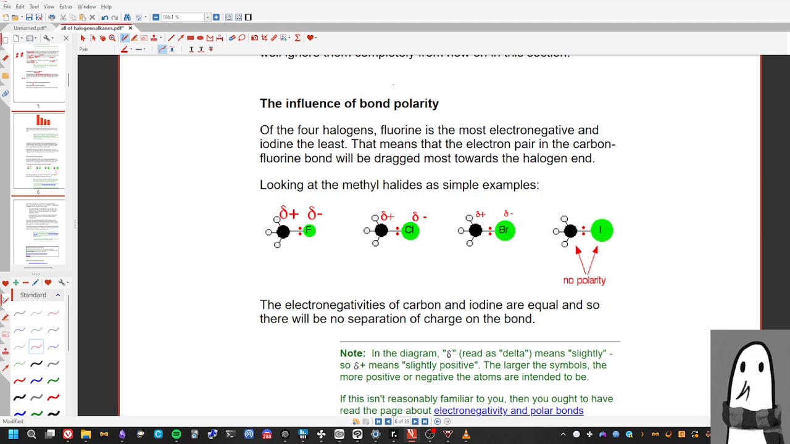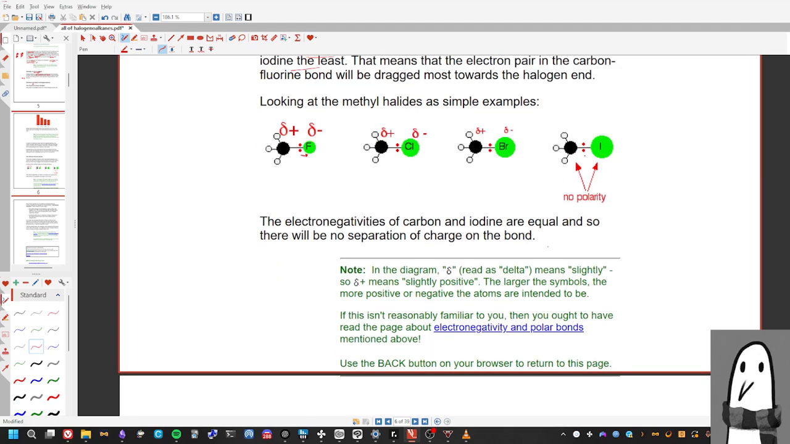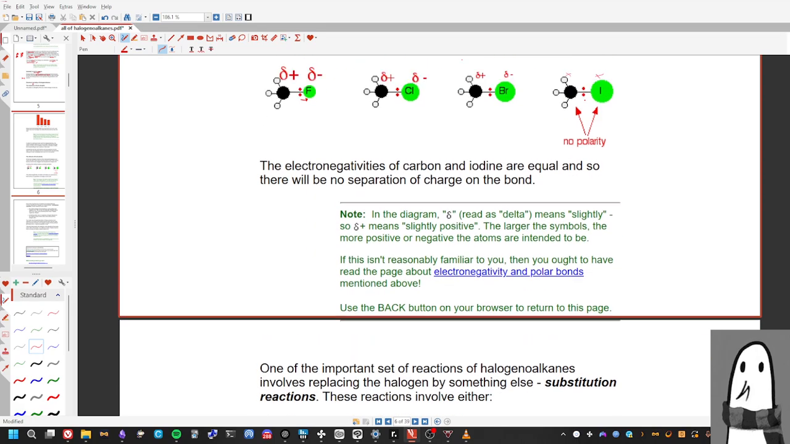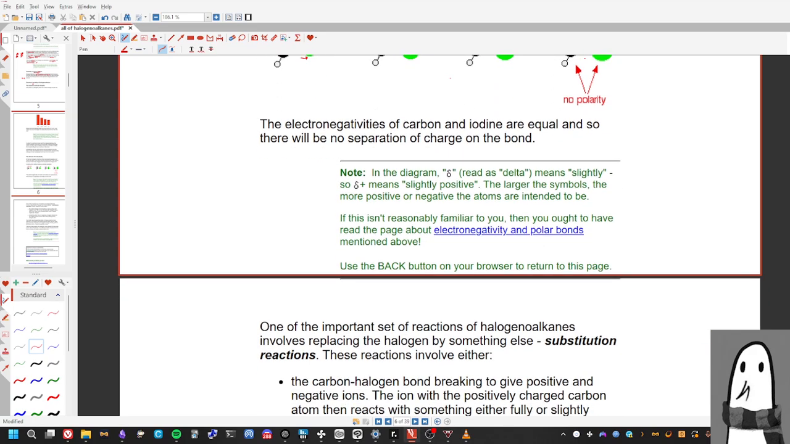But talking about it more specifically, the influence of bond polarity. So what they're saying is bond polarity is going to be your independent variable in this case, and its influence on your reactivity. Now, of the four halogens, fluorine is the most electronegative, iodine is the least. This means the electron pair in carbon-fluorine will be dragged the most. As you can see, it's dragged the most, and iodine is literally in the middle, as we stated before. The delta positive and delta negative get smaller and smaller until it's literally not even there. As you go from fluorine to iodine, the electronegativities of carbon and iodine are equal, so there will be no separation.